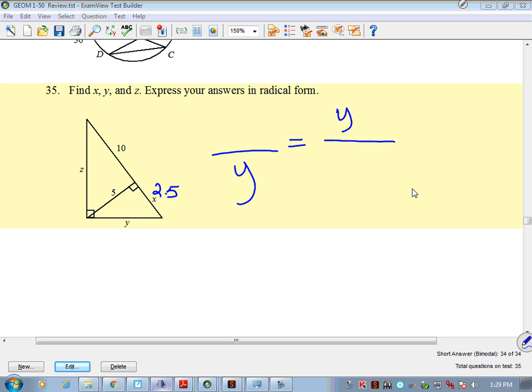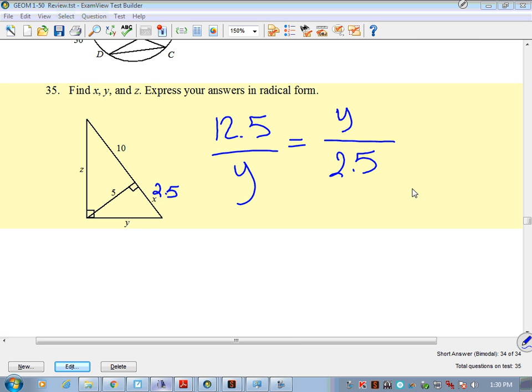If the altitude is drawn to the hypotenuse of the right triangle, then the length of a leg is the geometric mean between the hypotenuse and the segment of the hypotenuse that's closer to the leg. So the entire hypotenuse is 12.5, and 2.5 is the segment of the leg that's closest to y. So what's 12.5 times 2.5?